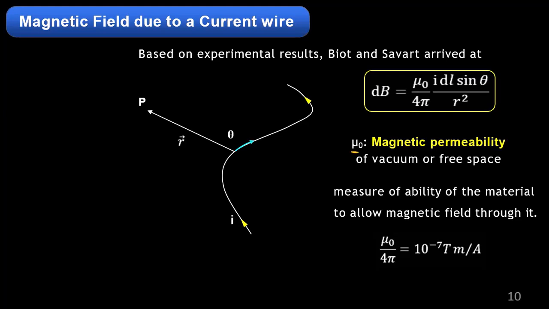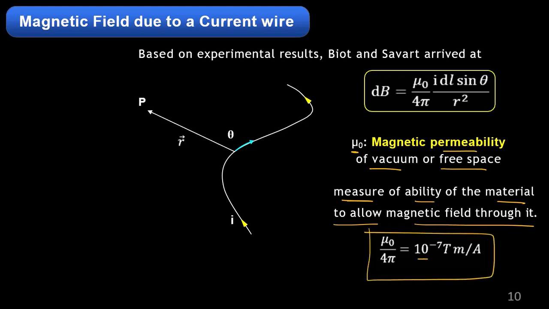What is mu naught? Mu naught is called the magnetic permeability of vacuum or free space. Either I can place this wire in a medium, which is basically the air, or in a vacuum kind of situation, or free space. So it measures what? It measures the ability of the material to allow the magnetic field to pass through. So mu naught by 4 pi is basically a constant number, 10 to the power minus 7. Now regarding the unit, for magnetic field we use the unit Tesla.